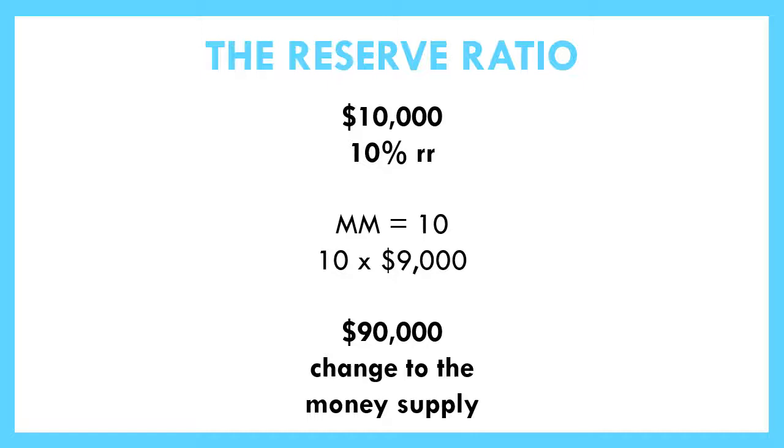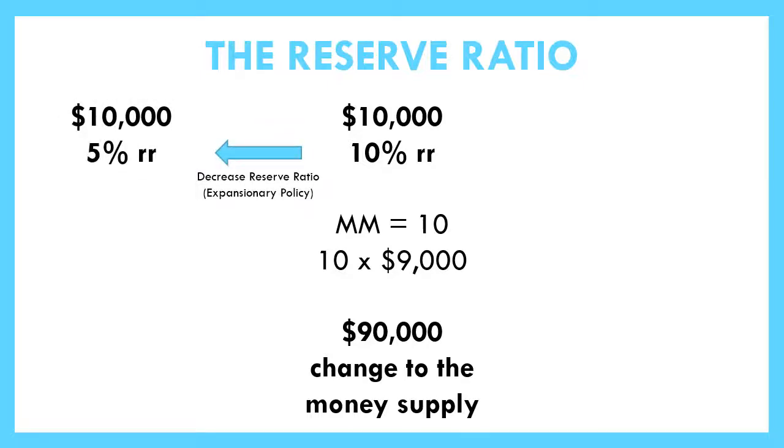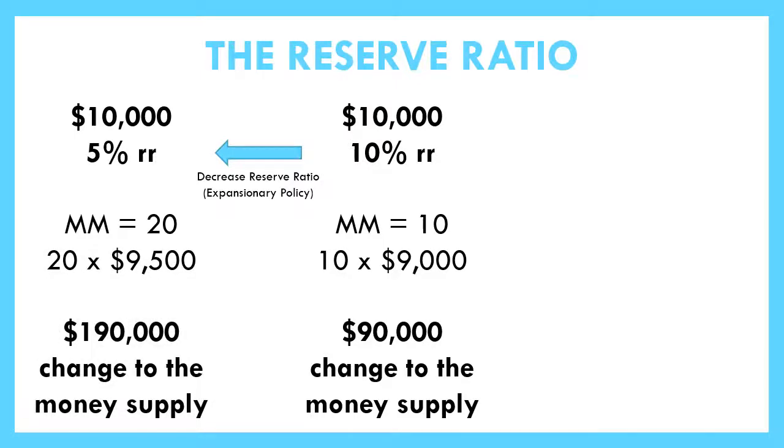We're going to use this as a baseline and see what happens whenever we increase or decrease the reserve ratio. Let's say we decrease that reserve ratio down to 5%. This is known as an expansionary policy because we're expanding or growing our money supply. How does that work? Well, first of all, we have to take a look at what our money multiplier would be. Again, it's 1 divided by our reserve ratio of 5%. 1 divided by 5% is 20. We then look and say, what is our excess reserves? That's what we're going to be multiplying it by. Our excess reserves is $9,500. 20 times $9,500 equals a $190,000 change to our money supply.